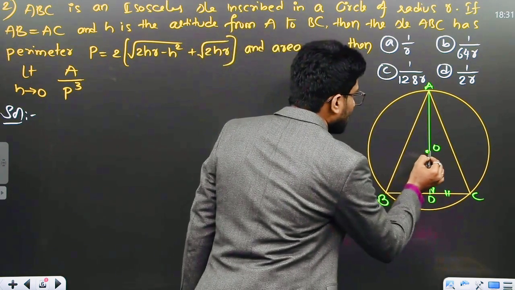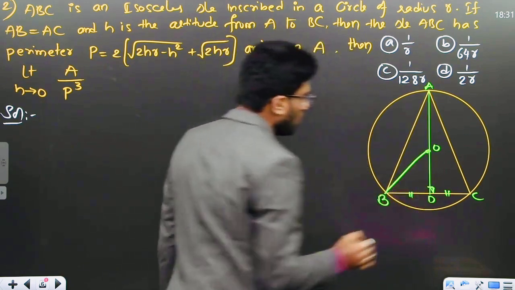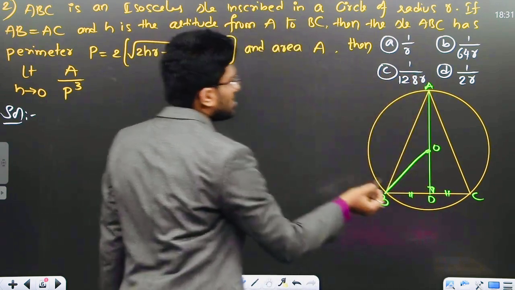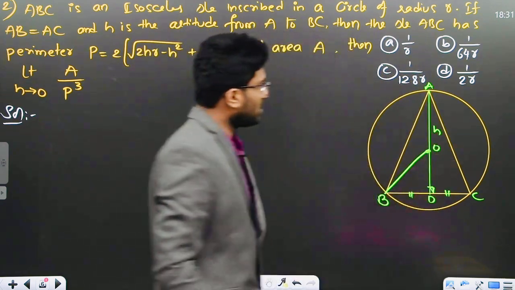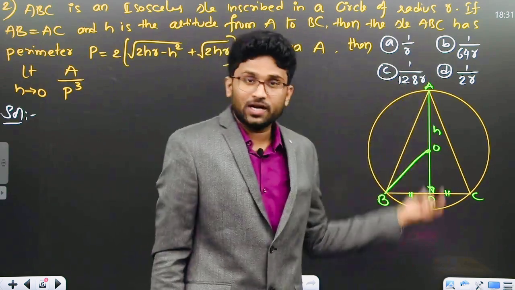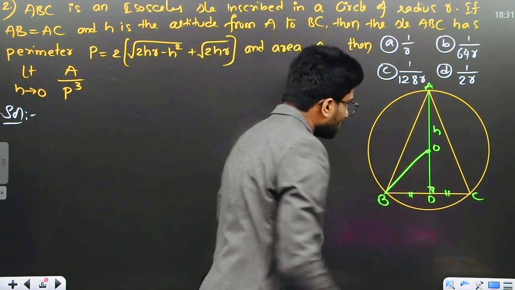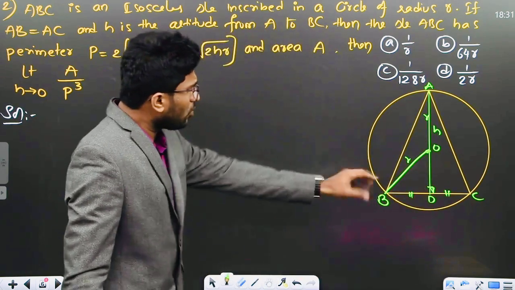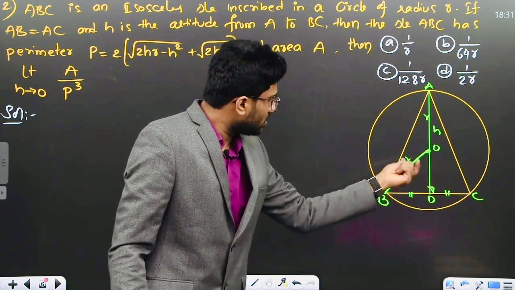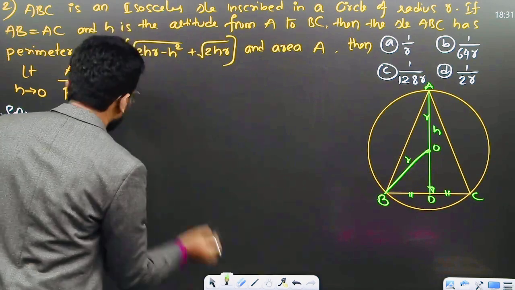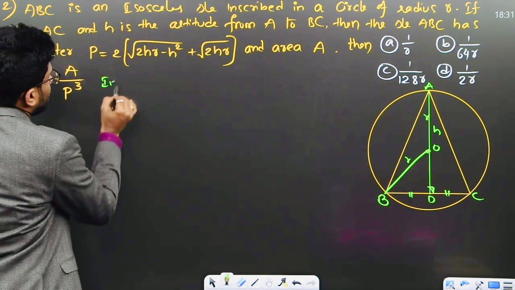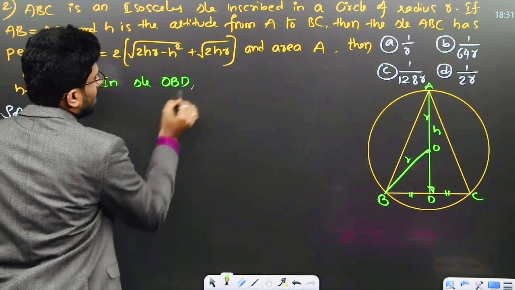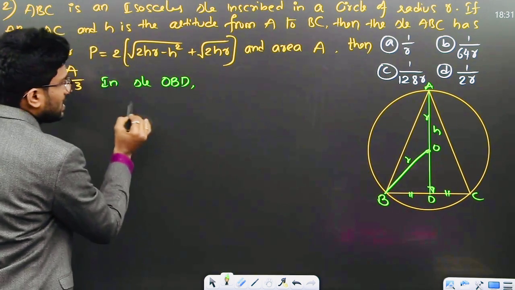Now OB becomes the radius of this circle. They have given the altitude of this triangle as small h, and OA is anyhow r. Now by using the Pythagoras theorem in triangle OBD, let's use it. By Pythagoras theorem, what can we say?